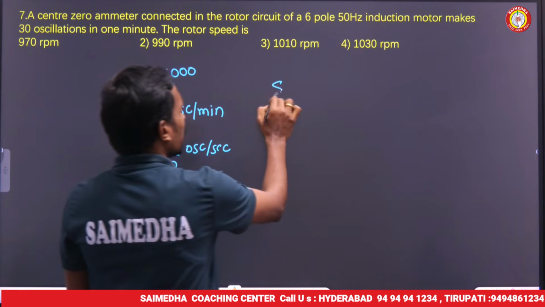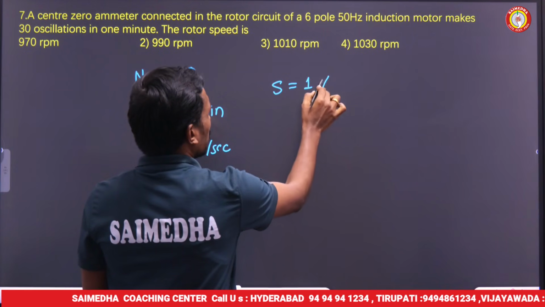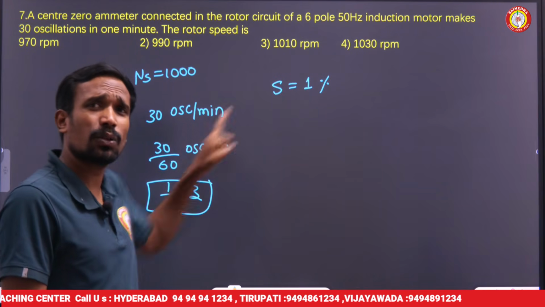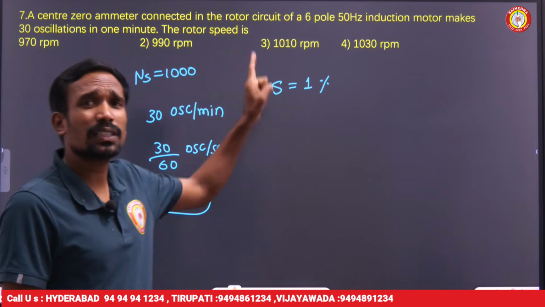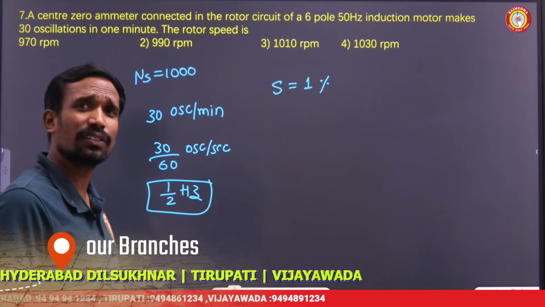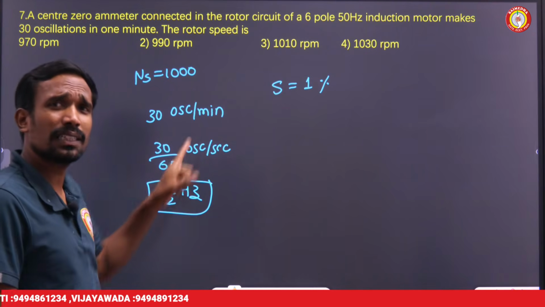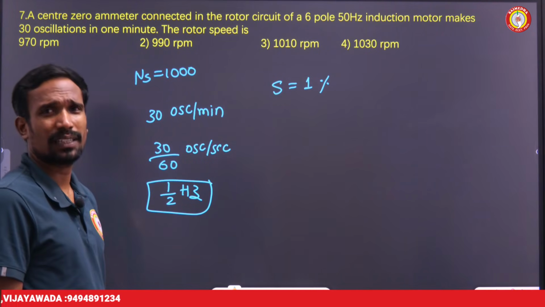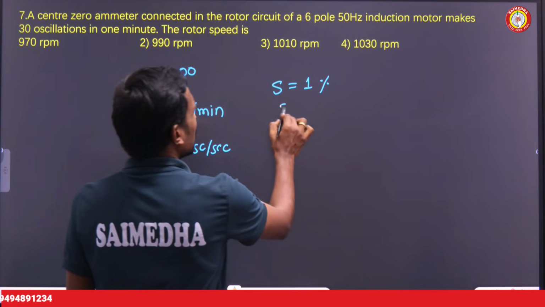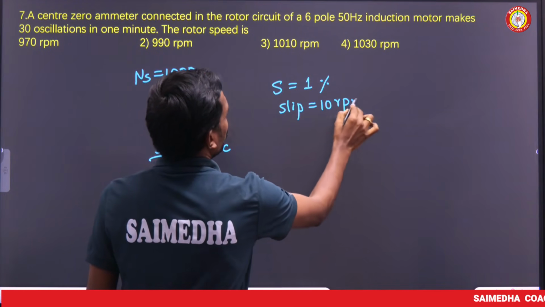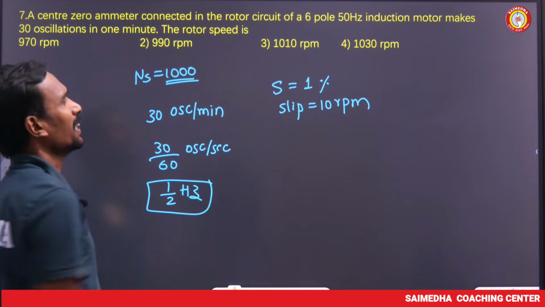If the rotor frequency is 1 by 2 hertz, the slip is 1%. I told you, the slip is 50%... If the slip is 10%, rotor frequency is 5 hertz. If the slip is 4%, rotor frequency is 2 hertz. If the slip is 100%, the rotor frequency is 50 hertz. If the slip is 1%, the slip speed is 10 rpm, right? 1% is nothing but 10 rpm.